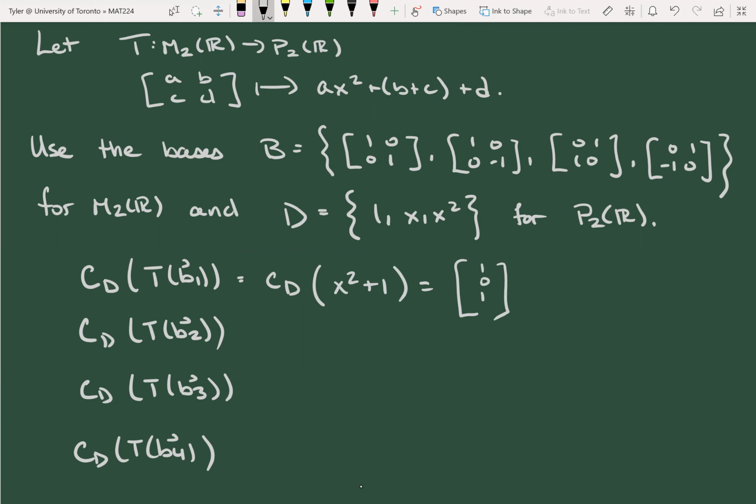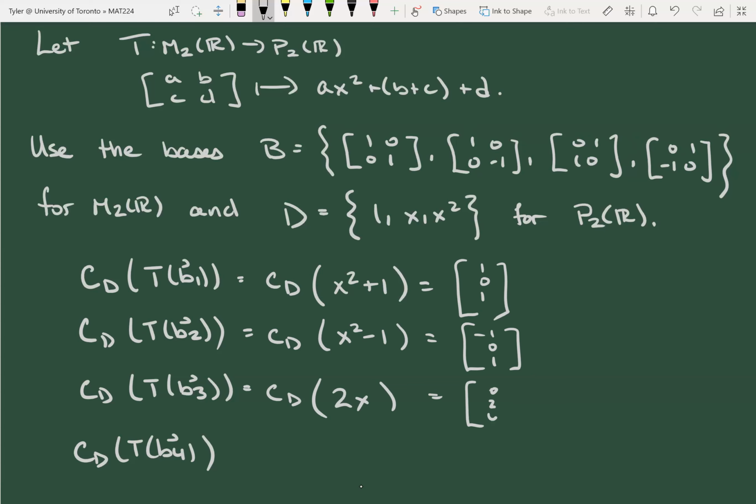Like that, right? And then, so let's keep going. So this is going to be x squared. So the constant term is there, so x squared minus 1. Right? And now, again, you got to be careful here. So that's going to be -1, 0, 1, right? Not the other way around, because the way that I've written the D basis, the constant term is first, right? So keep that in mind and just be a little bit careful about that. All right, B3 is just going to be 2x. That's wonderful. So 0, 2, 0.